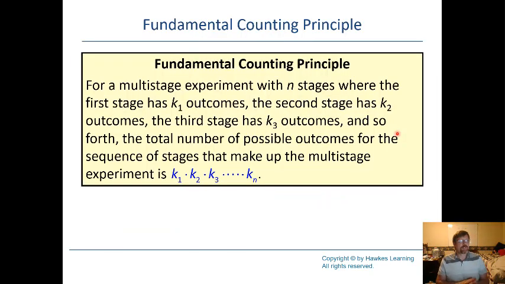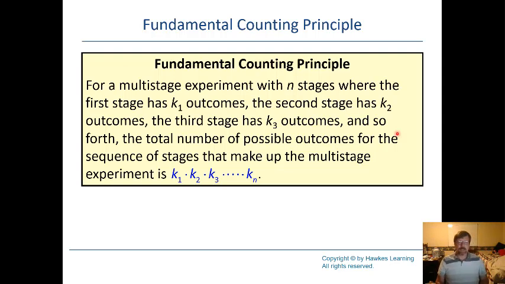We also have the fundamental counting principle. If we've got a multi-stage experiment with some number n of stages, so n could be 2 if I'm drawing 2 cards, or it could be 6 if I'm drawing 6 cards, however many it is, the total number of possible outcomes is the possible outcomes from the first stage times the possible outcomes from the second stage times the possible outcomes from the third stage, on to however many stages we have.